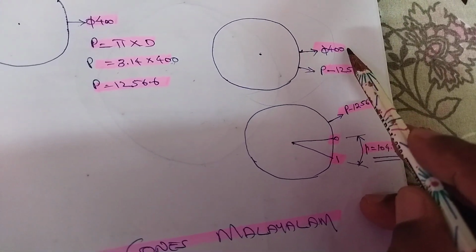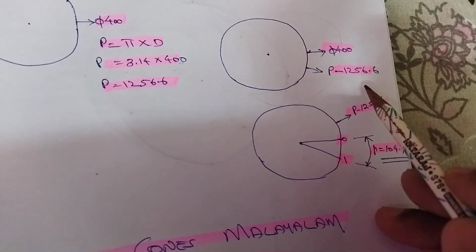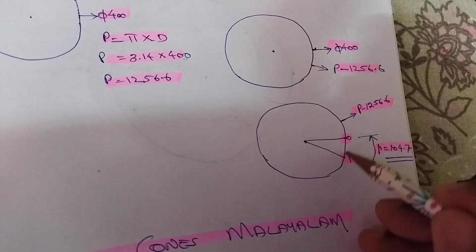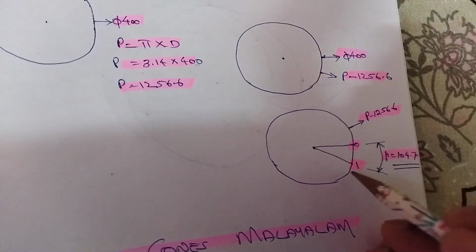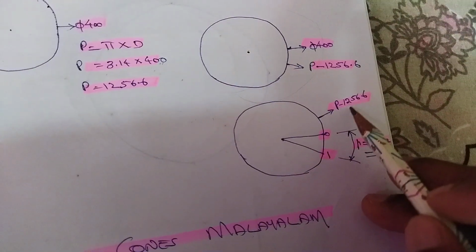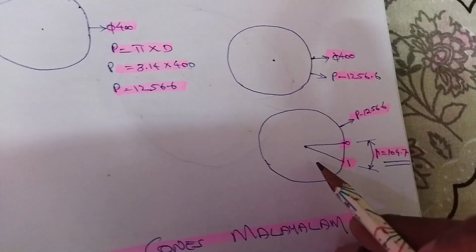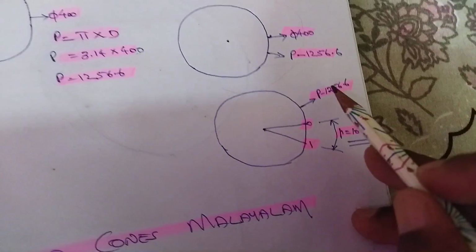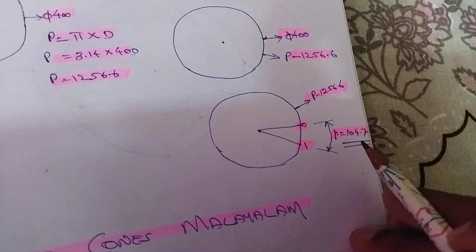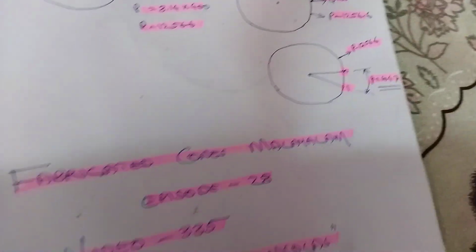When its diameter will be 400, its perimeter will be 1256. But we have to get the measurement of the 30-degree area, 0 to 1 area, or 1 to 2 area, or 2 to 3 area. For that purpose, it has been divided into 12 portions. This perimeter also has to be divided by 12. Then we get 104.7. So that true length we also got.